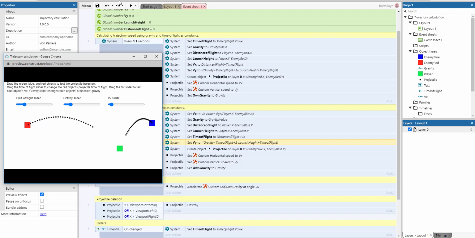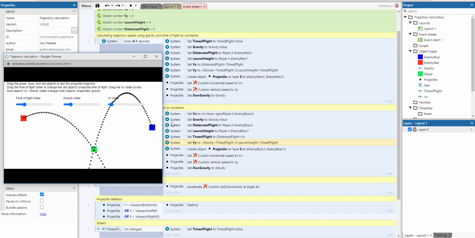Hello and welcome to this new Construct 3 demonstration where I will be explaining the workings of the trajectory calculation. So what we're seeing here is a little demonstration application where there's a player, which is the green block here, which can be moved around using the drag drop behavior, and there's two enemies which can also be moved around using the drag drop behavior.